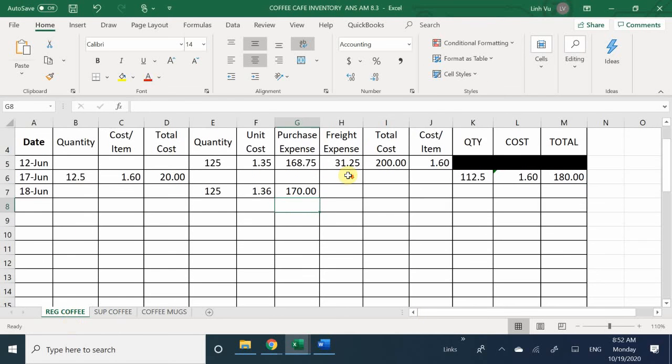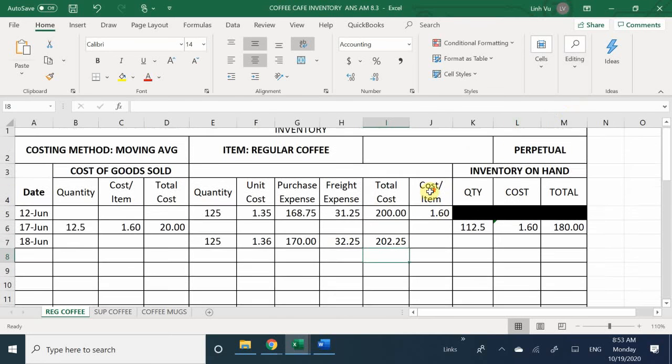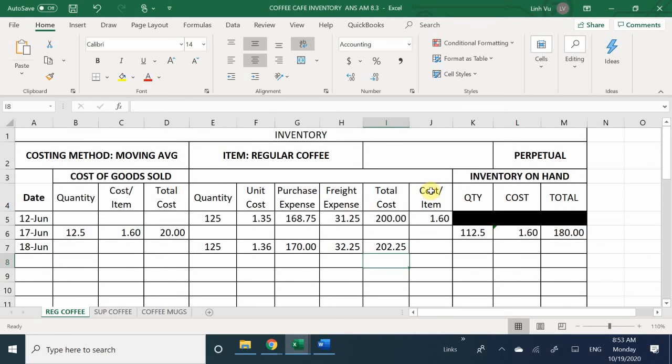Okay. The freight is 32.25, bringing my total cost to $202.25, divided by 125. Oh, yeah. Is it necessary to do a cost per item? No, because this is a moving average. Okay, so what do we do here now?